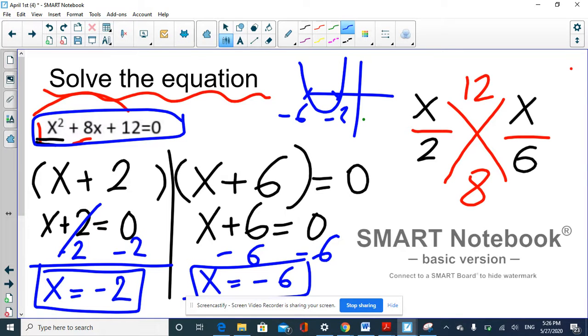Okay, I hope that you remembered how to solve the quadratic equation and to factor a trinomial. If you have any problems, please let me know.